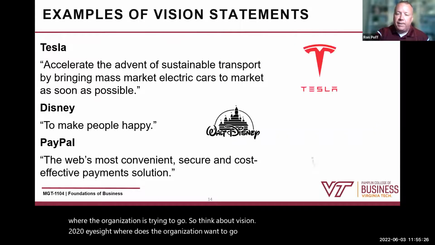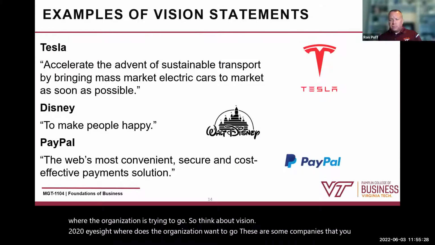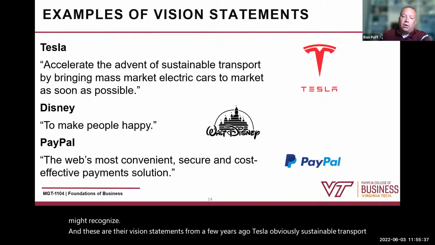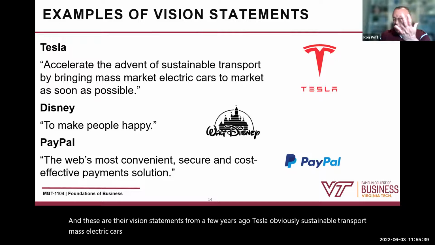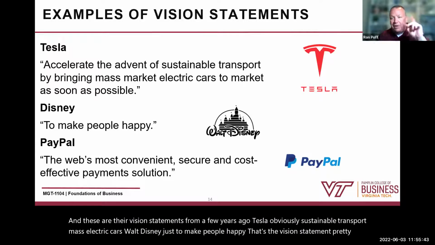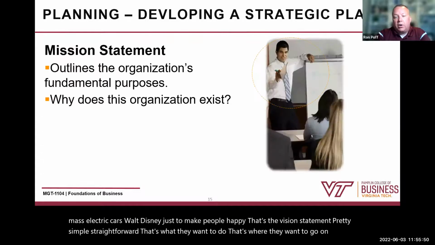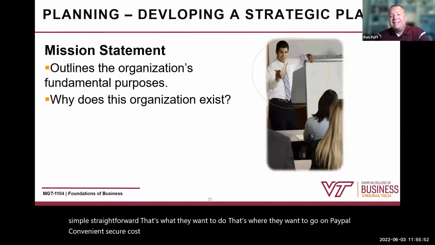These are some companies that you might recognize, and these are their vision statements from a few years ago. Tesla, obviously: sustainable transport, mass electric cars. Walt Disney: just to make people happy. That's the vision statement, pretty simple and straightforward. That's what they want to do, that's where they want to go. PayPal: convenient, secure, cost-effective.